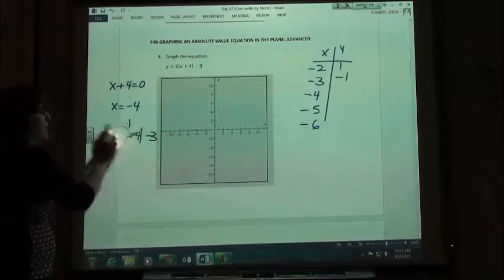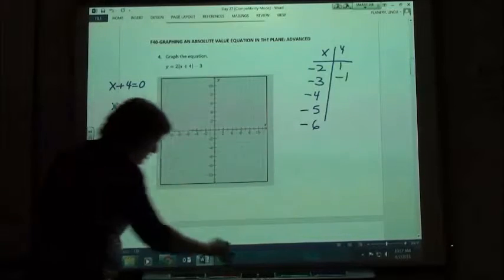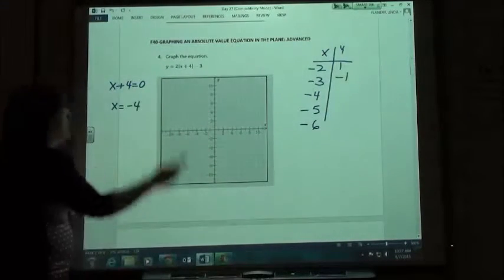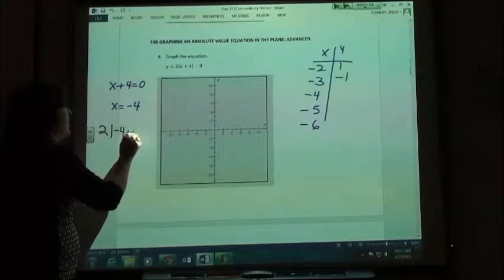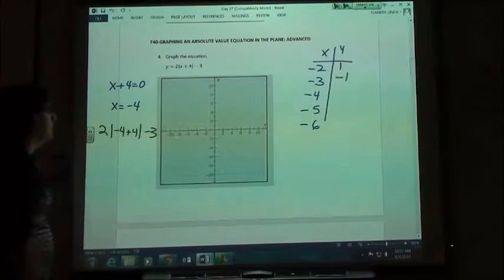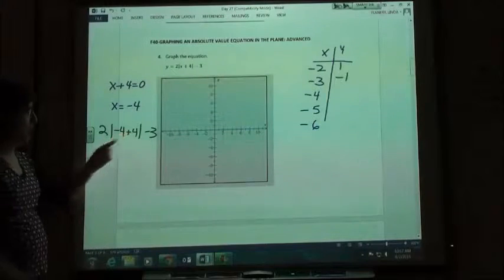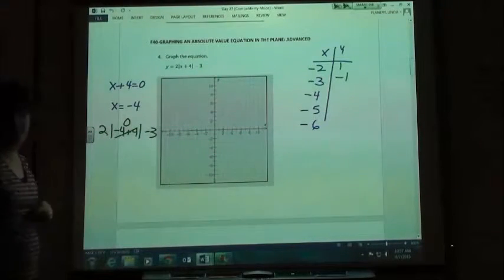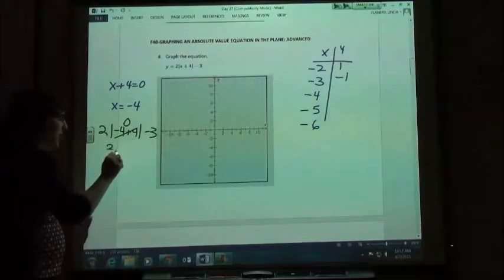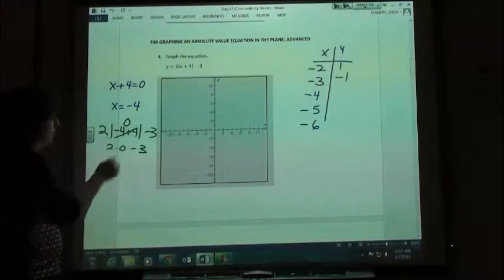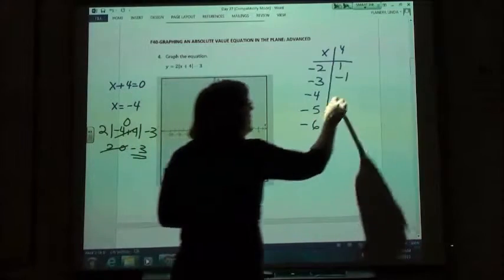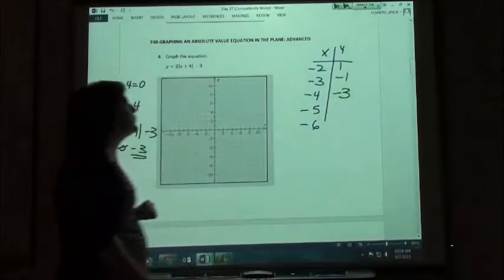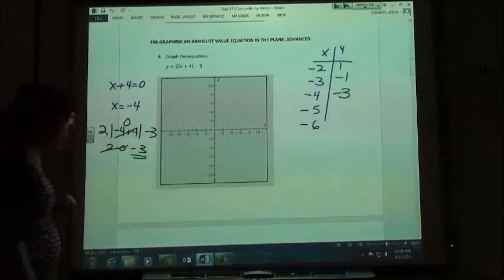Now I have to do my calculation with my next number. So I'm going to put the negative 4 in. 2 times the absolute value of negative 4 plus 4, minus 3. Negative 4 plus 4 is 0, because that was my middle one. 2 times 0 minus 3. Well, 2 times 0 is 0. I'm just going to get that minus 3 that was on the end. Now I'm going to put the negative 5 in.